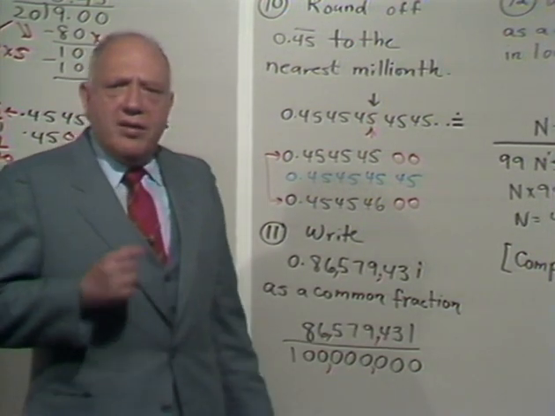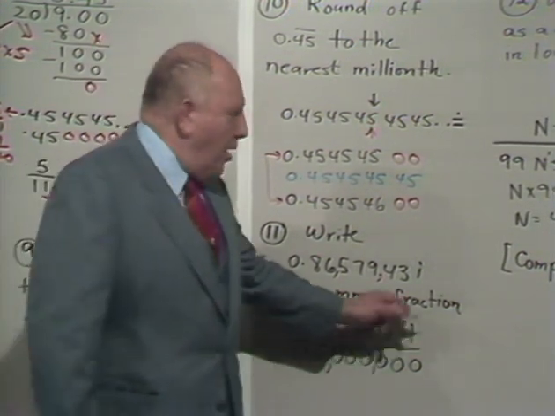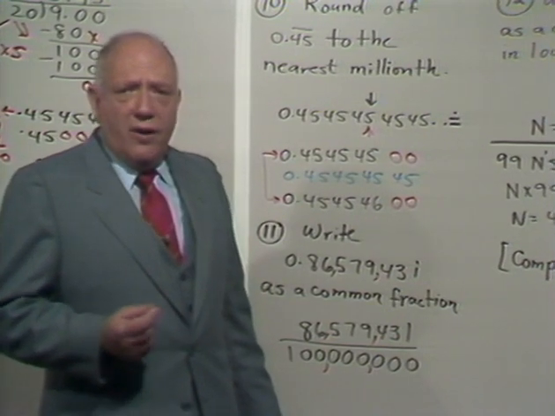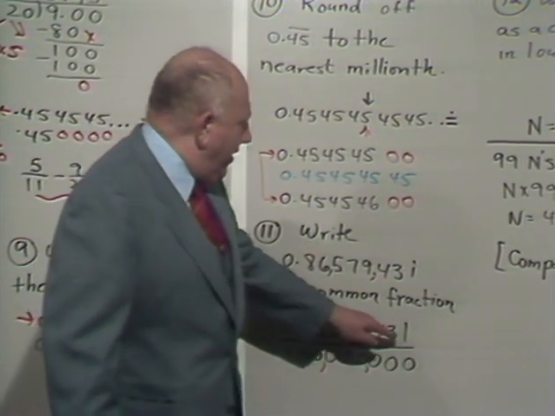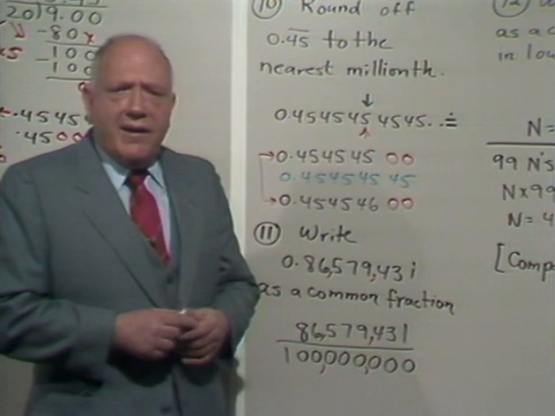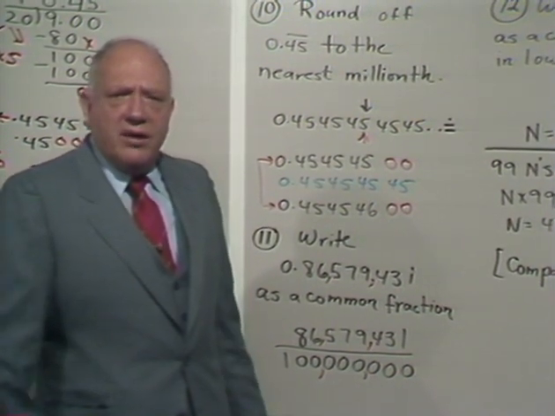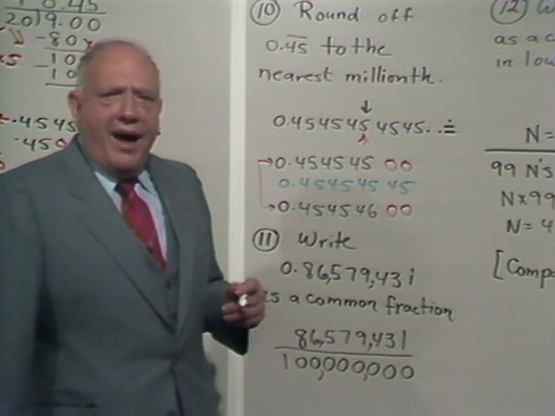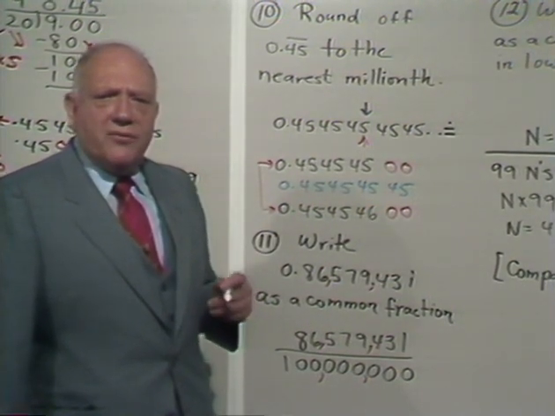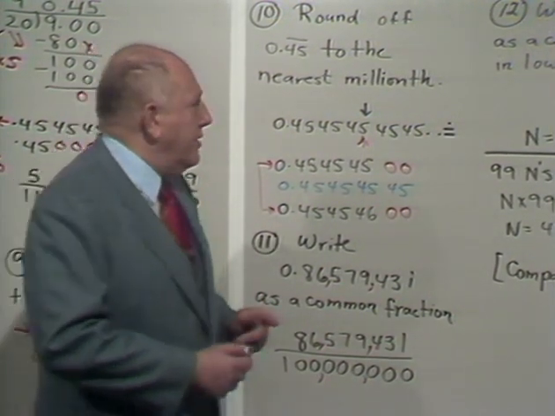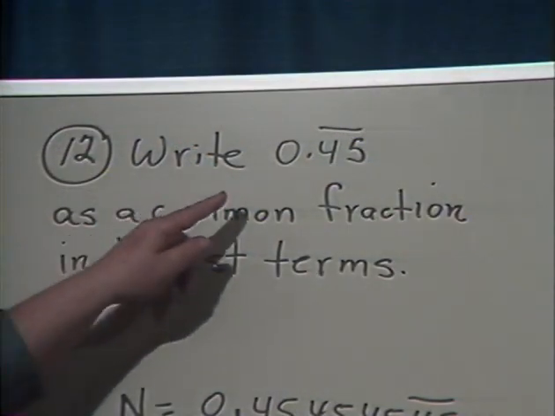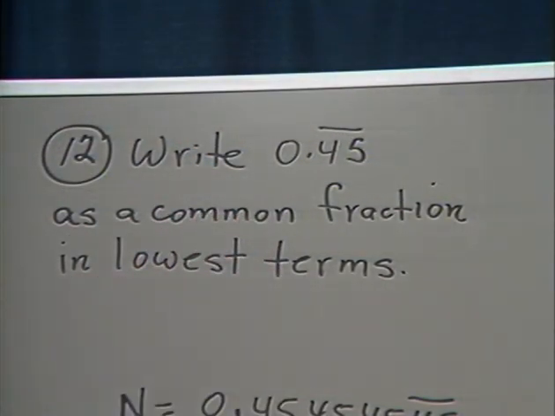Multiples of 2 end in 0, 2, 4, 6, or 8. Multiples of 5 end in 0 or 5. See, no matter how many digits there are, as long as the thing comes to an end, I can always quickly write this thing as a fraction. The harder part would be, how would you write a decimal as a fraction if it never came to an end? See, this says what? Write 0.45 endlessly as a common fraction in lowest terms.